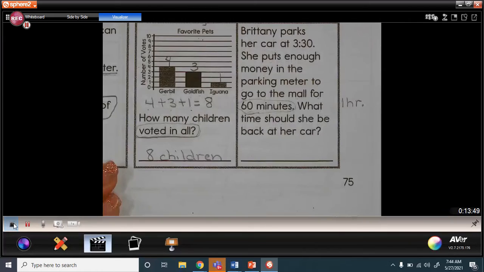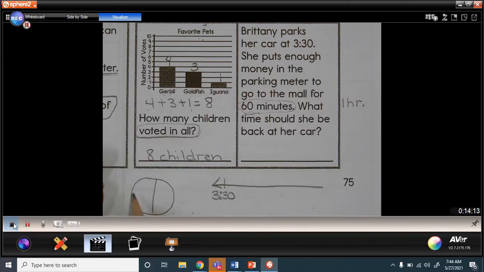Now, if I were going to show this on a timeline, I could do 6 groups of 10, right? Or I could do 4 groups of 15, because that's what it looks like whenever we break up our clock into 4 equal groups, right? 15s, right? 15, 15, 15, 15. I could do 4 leaps of 15, or I can just do 1 full hour to make this 4:30.